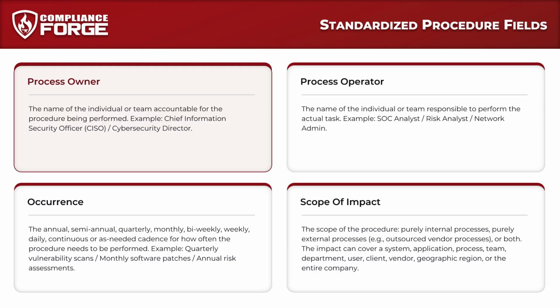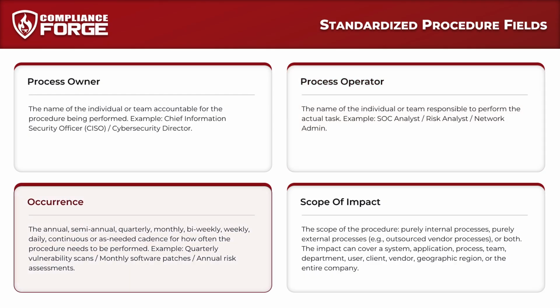The first field is the process owner. This is the name of the individual or team accountable for the procedure being performed. For example, the Chief Information Security Officer or a cybersecurity director. The process operator. This is the name of the individual or team responsible to perform the actual task, for example, a SOC analyst, a risk analyst, or a network admin.